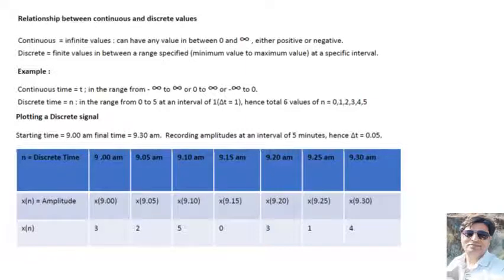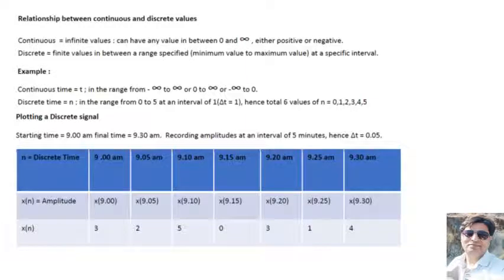Now look at how we can plot a discrete time signal. Suppose we are recording amplitude values between 0 and 10 from 9 a.m. to 9:30 a.m. Means the total time duration is 30 minutes, and we are recording amplitudes at an interval of 5 minutes, means our delta t is now 0.05. We are recording our first value at 9 a.m., and after that we are recording at 9:05 a.m., then 9:10 a.m. till 9:30 a.m.